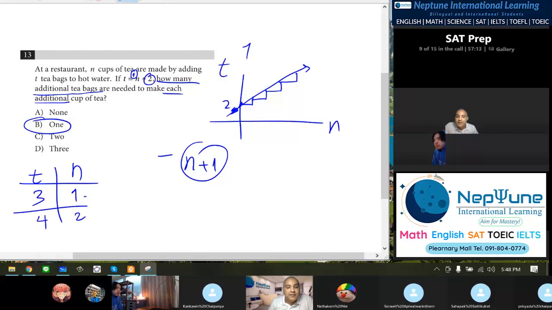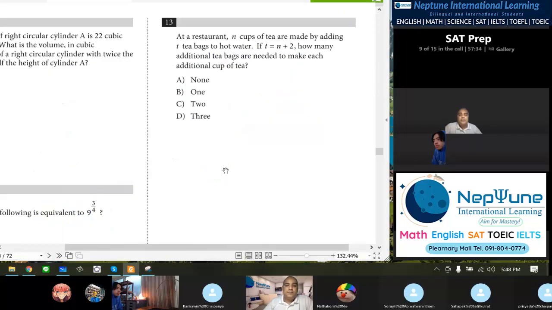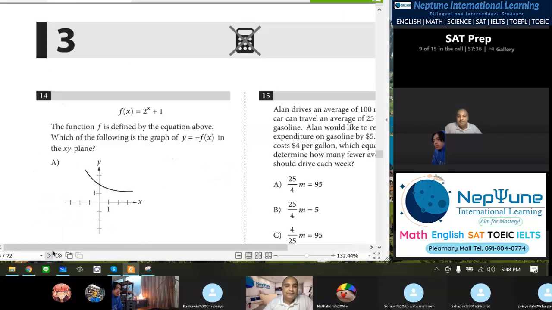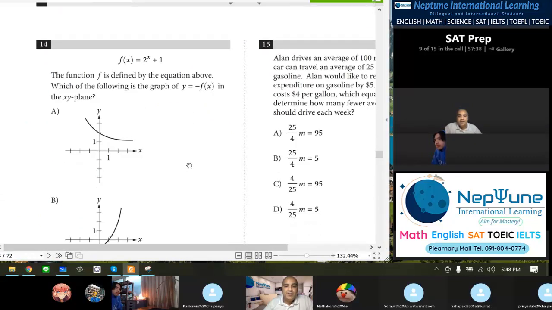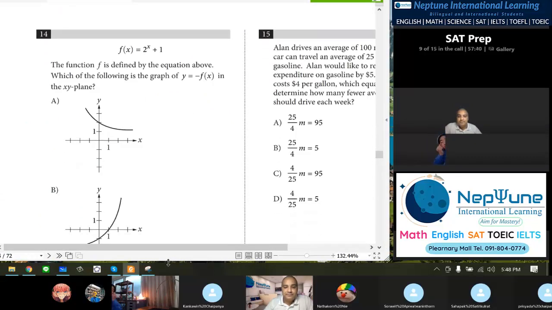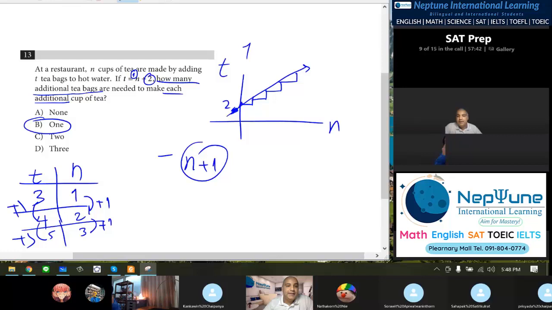Okay. Question 14. That's inverse of exponential. So that's an exponential function. Let's graph it first, how it looks like. That's x. This is f of x. And I need a table. X, f of x. X is 0. 2 to the power of 0 is 1. 1 plus 1 is 2. So that's 0. It starts from 2.